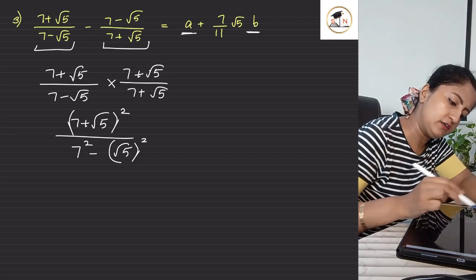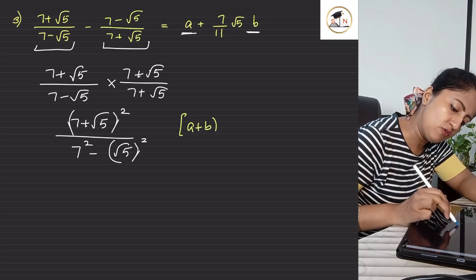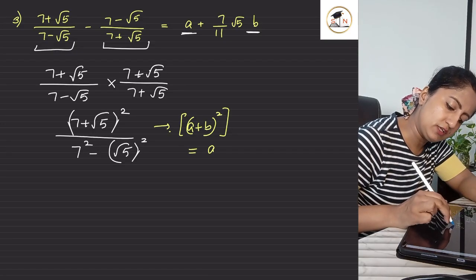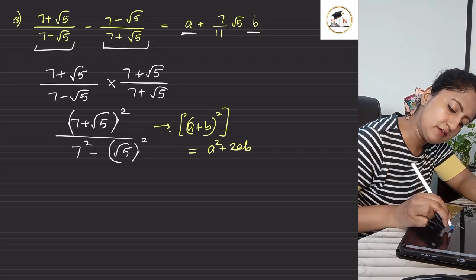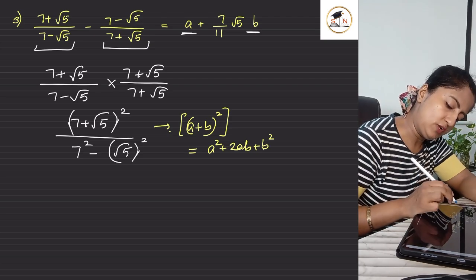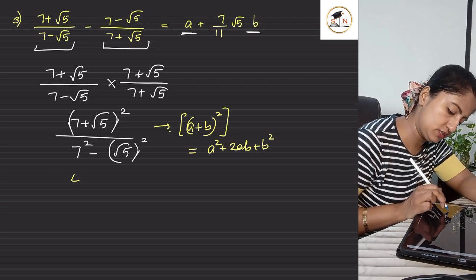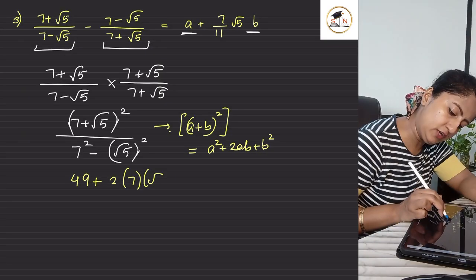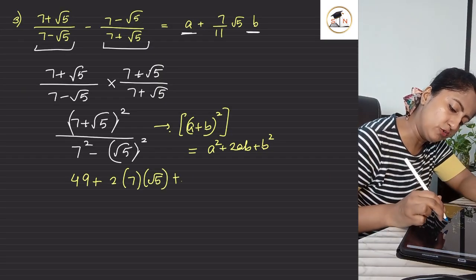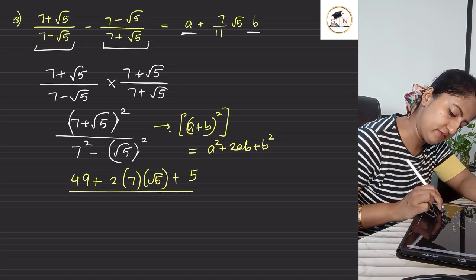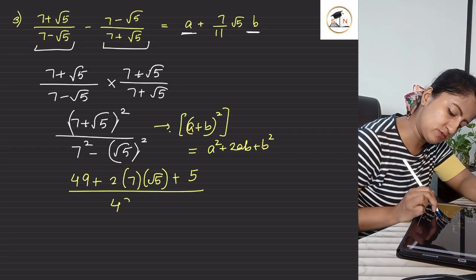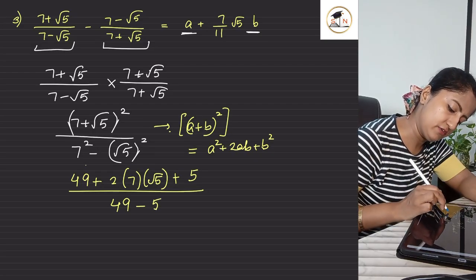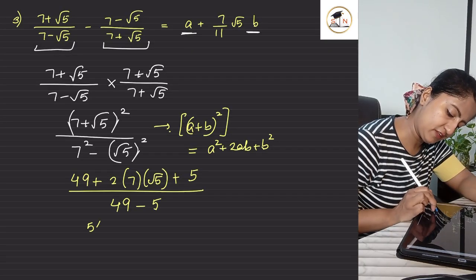अब यहाँ पे क्या लगेगा? We will have a plus b whole square की identity लगेगी यहाँ पे in the numerator. Okay? The expansion क्या होती है? a square plus 2ab plus b square होती है, right? So let's do that. We have 7 square which is 49, 2ab that is 2 into 7 into root 5. अब root 5 का square that is 5. Denominator में क्या मिलेगा? 7 square which is 49 और root 5 का square is 5.